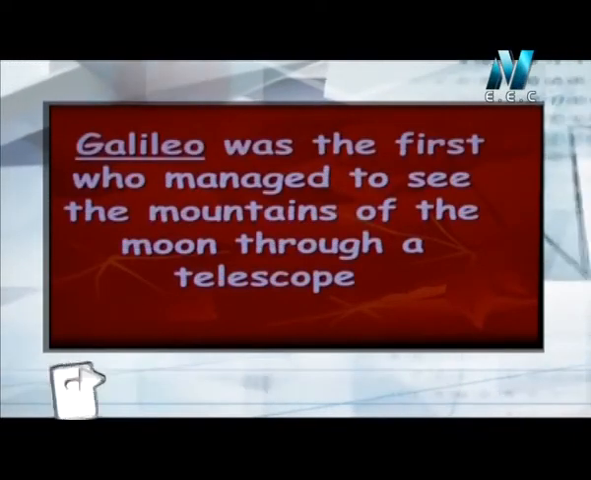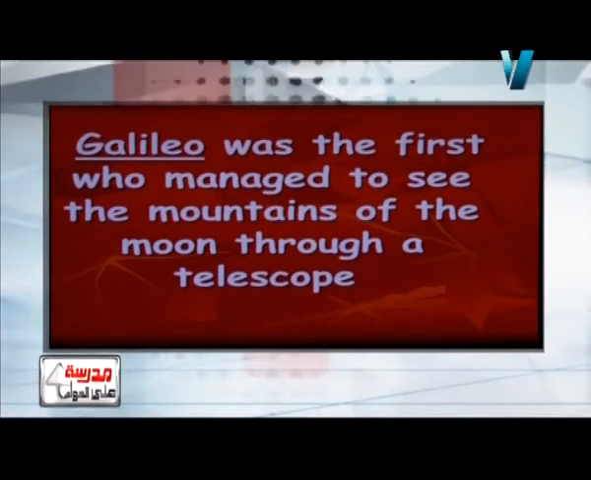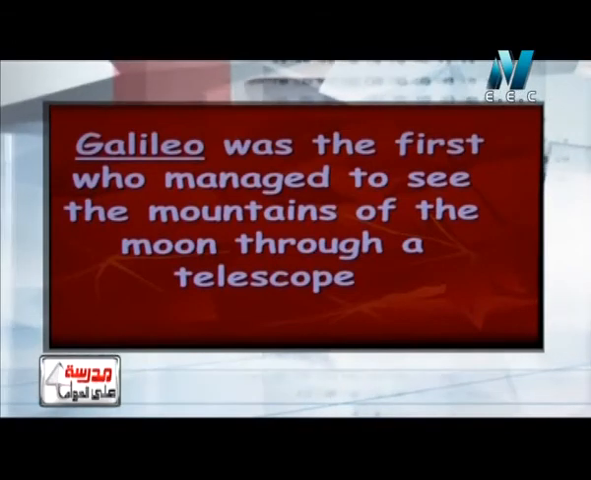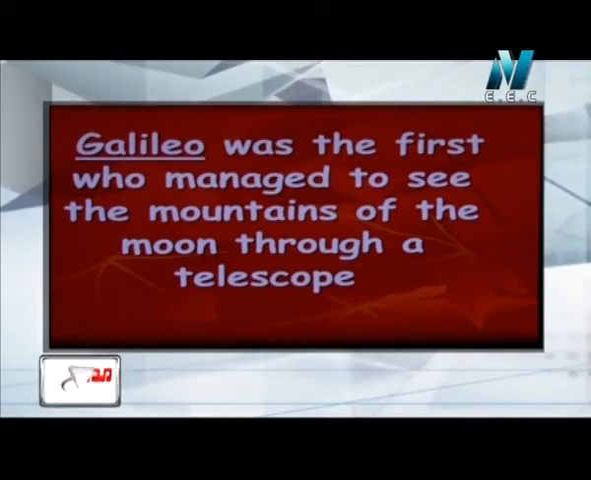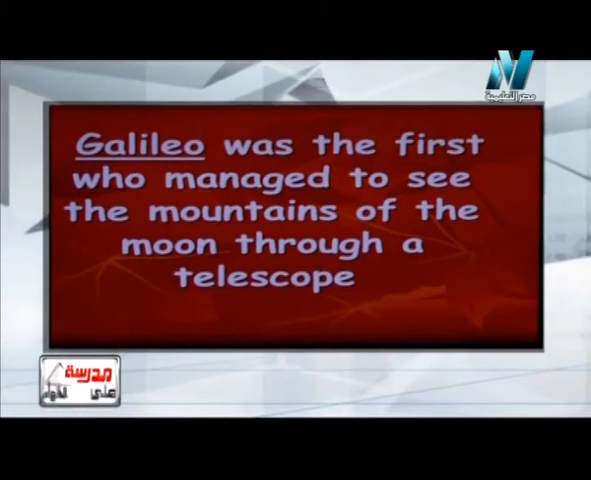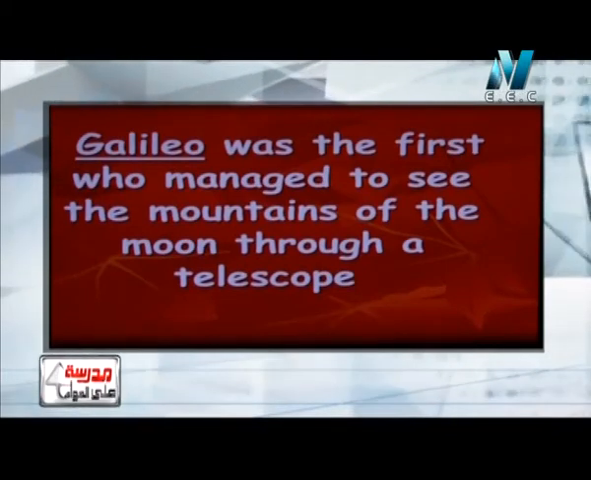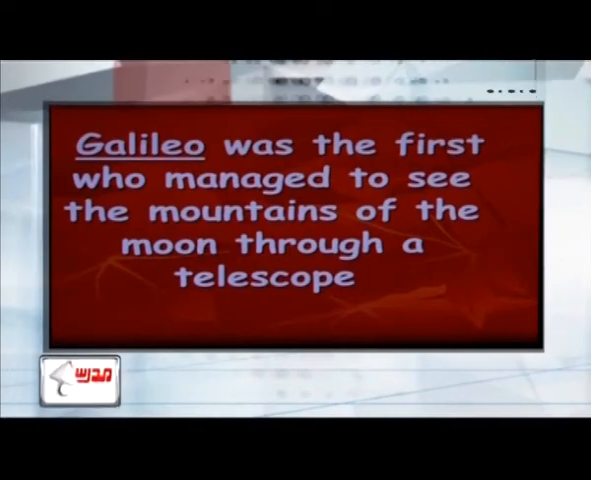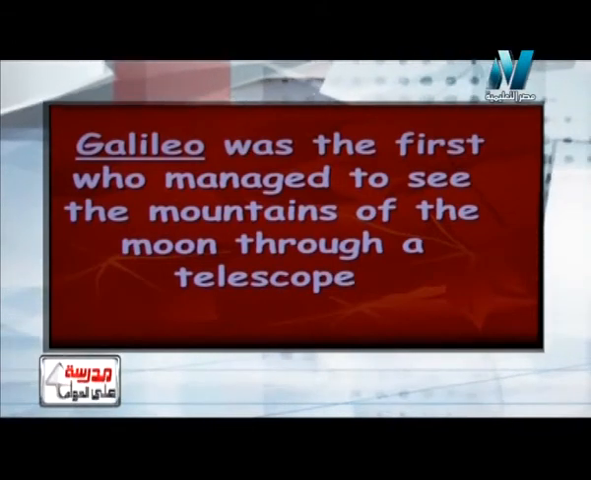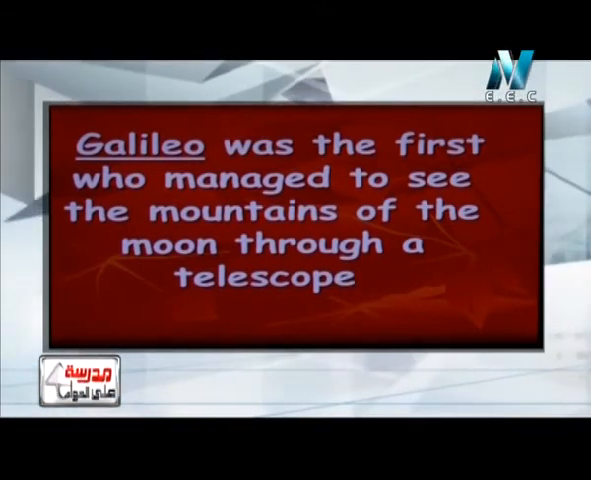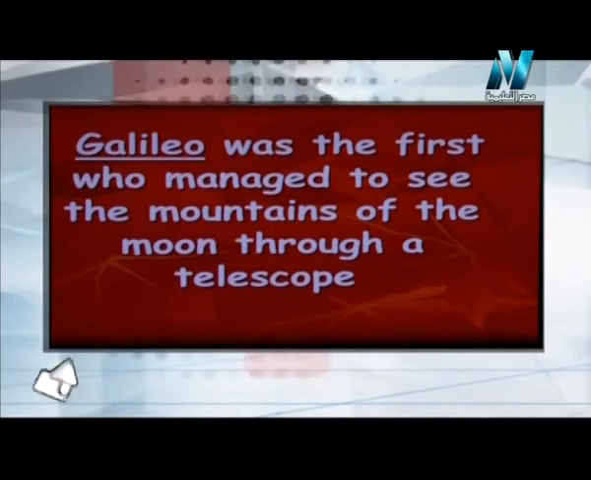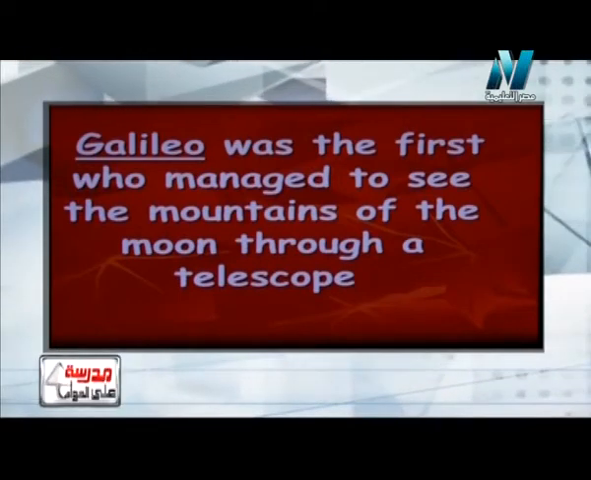So, Galileo was the first who managed to see the mountains of the moon through a telescope. Galileo كان أول شخص يشوف إن القمر is full of mountains and the moon is like the earth, like any planet, full of holes, rocks, dust, sand, and mountains. Galileo كان أول شخص يشوف فعلا القمر إنه تقريبا شبه الأرض تماما ممتلئ بالجبال والحفر والصخور like rocks, mountain and so on. So again, Galileo was the first who managed to see the mountains of the moon through a telescope.